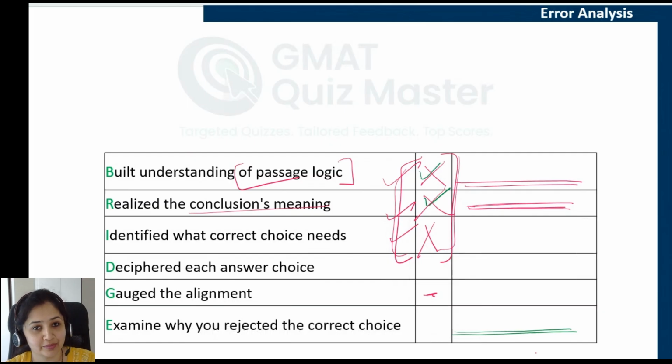So we have solved this question together, and you have your bridge table updated for this question. I hope you will be able to update your error log. Also, I hope in every other question that you solve, you will understand the passage properly, understand the conclusion properly, understand what the correct answer choice should convey, and then move on to evaluate the answer choices. And while doing that, understand what the answer choice says and align it with what the correct answer choice should say. All of this together will help you get to the correct answer. Good luck.